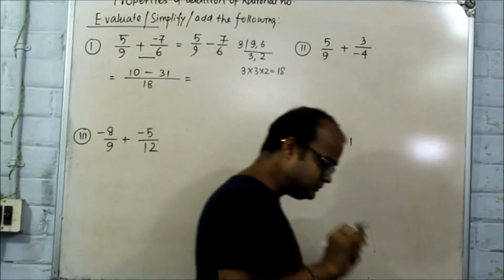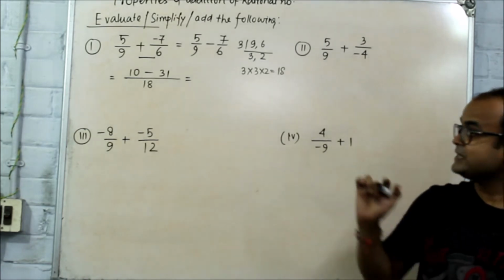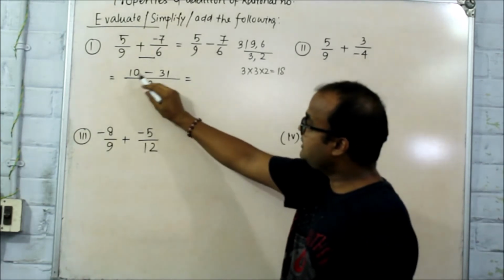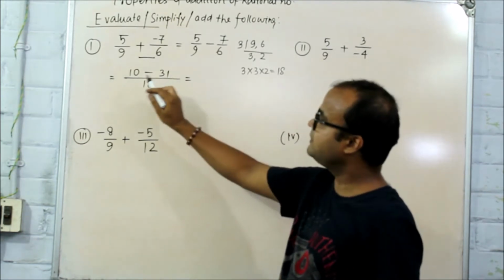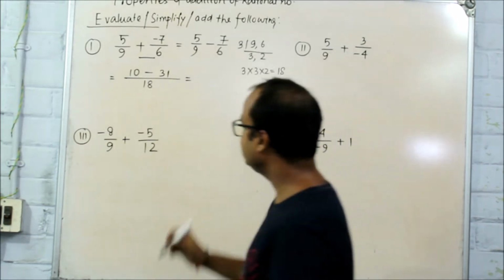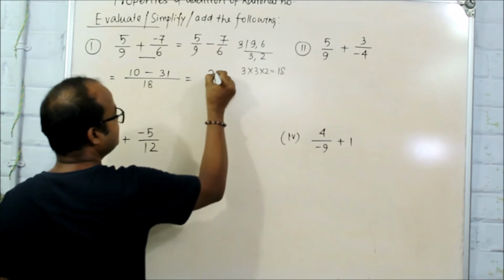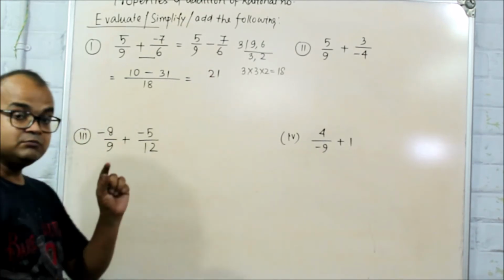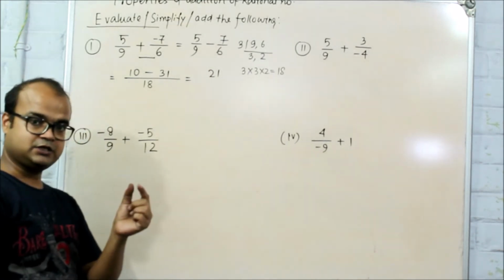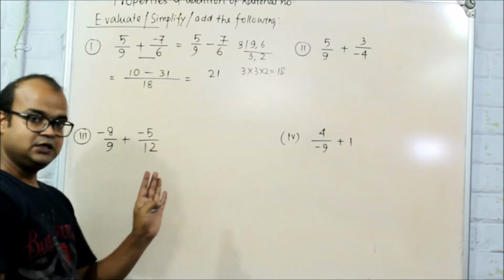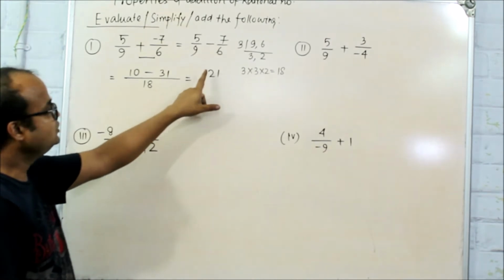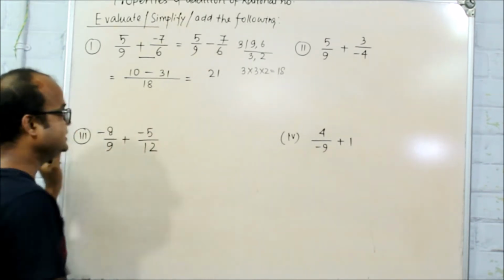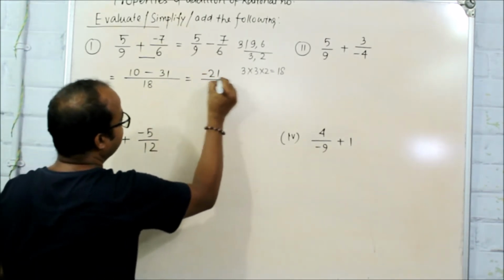Now students, sometimes you commit mistakes here. Whenever there is opposite sign, you need to subtract. 31 minus 10 is equal to 21. Now which number is bigger magnitude wise, I am asking? Forget about the sign. Magnitude wise 31 is bigger. So result will be minus 21 by 18.